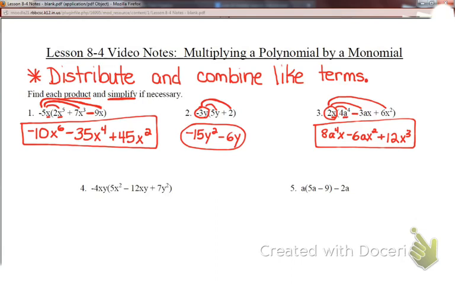more distributing here. We're distributing negative 4xy to each item in the parentheses. So to this first item, well, the coefficients will give us a negative 20 because it's negative 4 times 5.